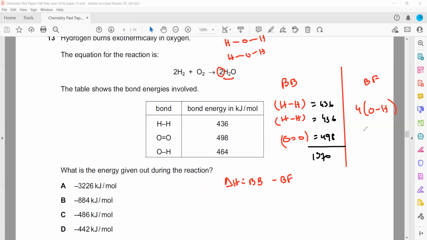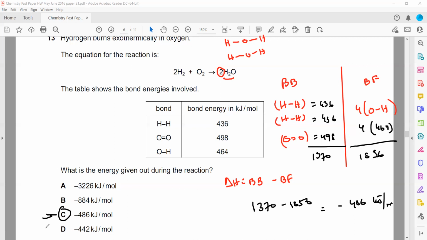That is 1370. Then the bond forming, it will be 4 multiplied by the O-H bond, which is 464. So that is 464 times 4, that is 1856. Then bond breaking energy 1370 minus 1856 will give us negative 486 kilojoules per mole. So C is the right answer.